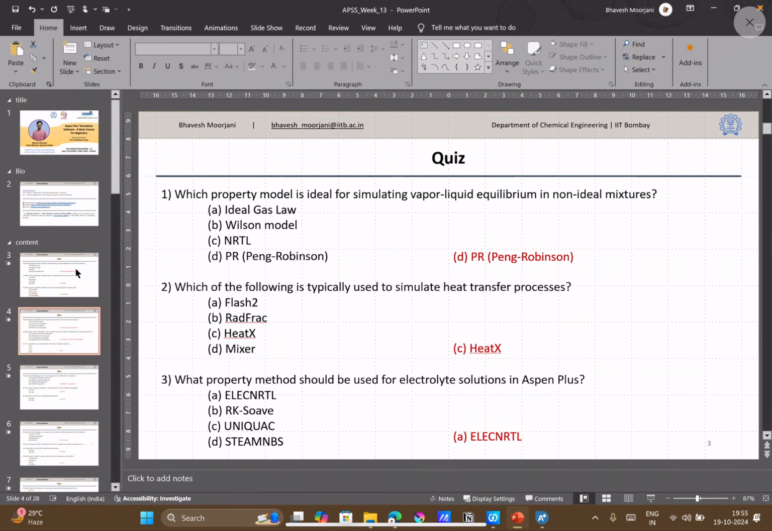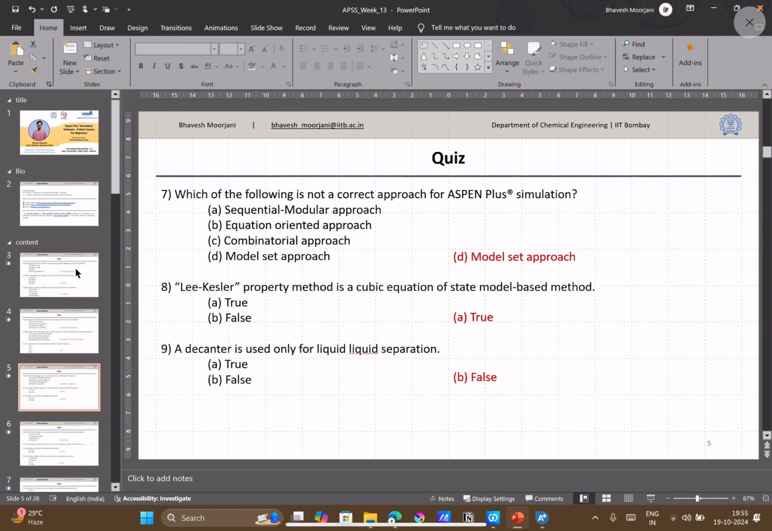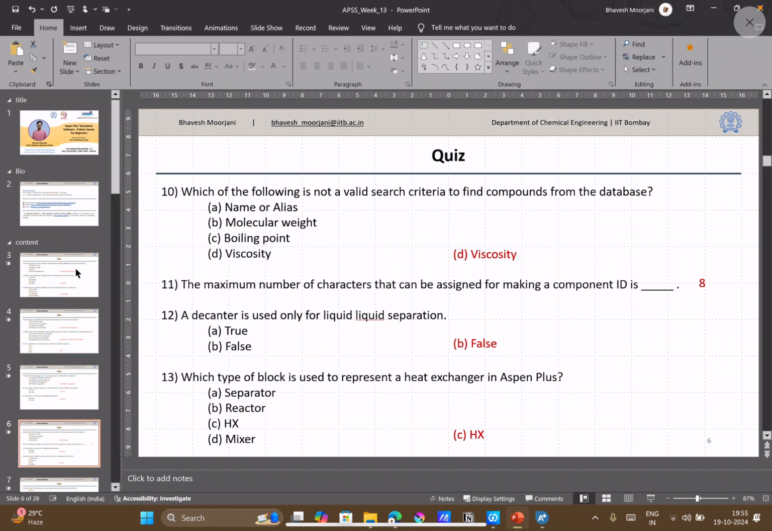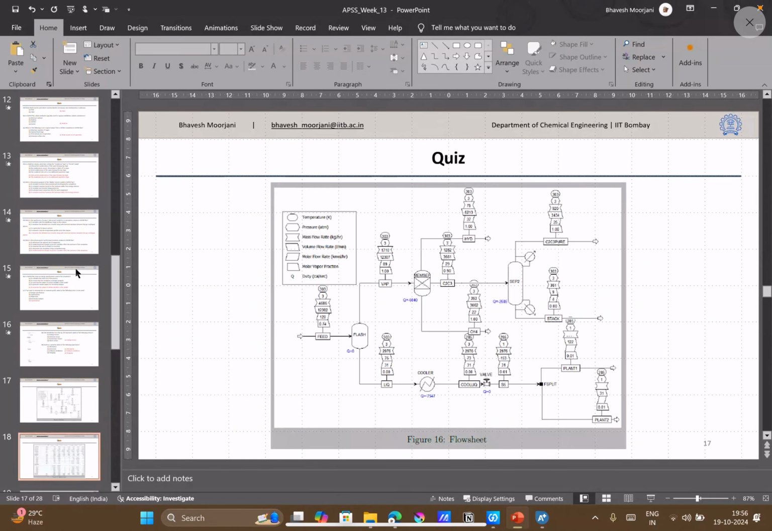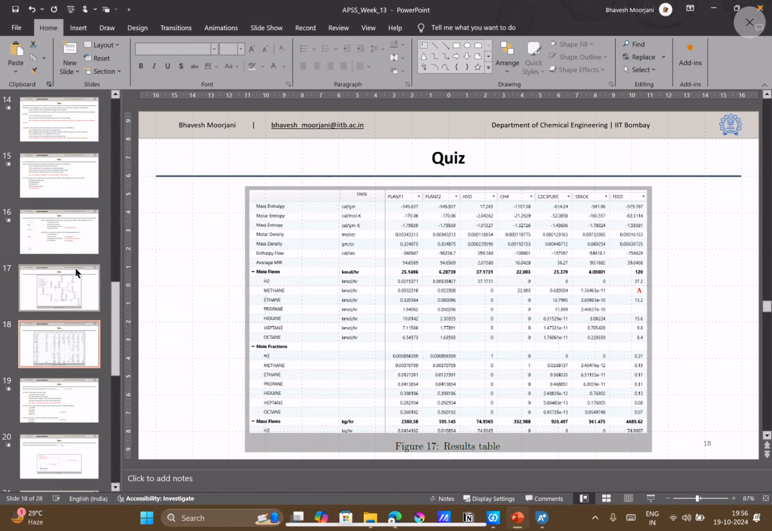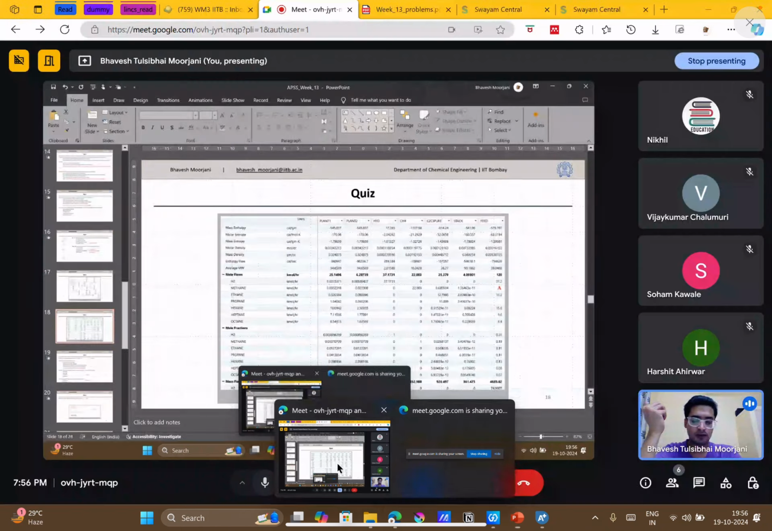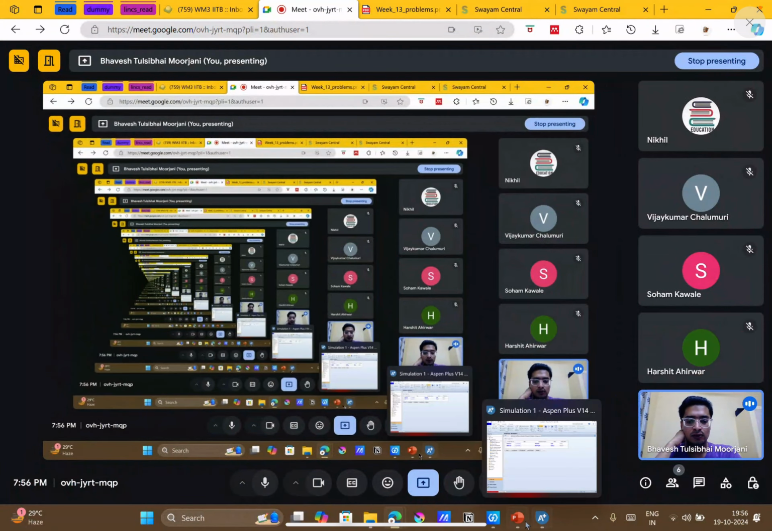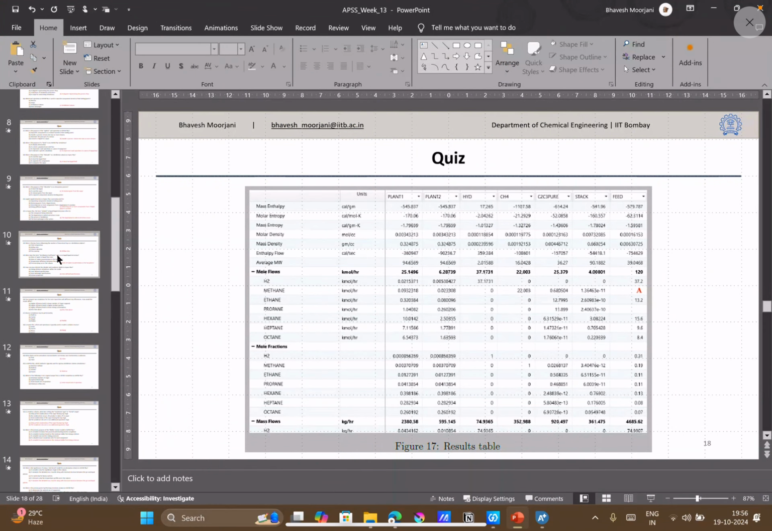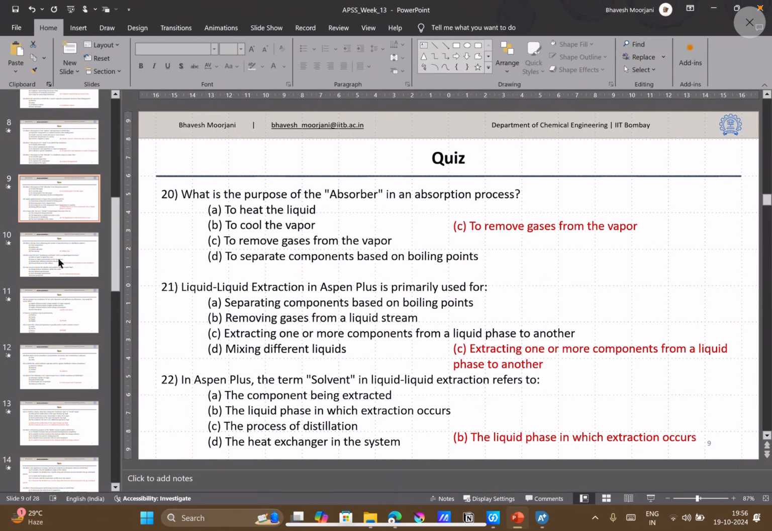Okay, so I think last time some students were asking me to make this quiz which I was making earlier. So I have made multiple questions. There was one other student, Atish, who was asking what questions will be asked in the exam. So you won't be asked to do any simulations. It might be a question where the theoretical part is given, like what is the purpose of an absorber in the absorption process.